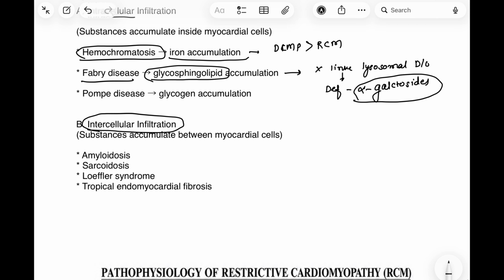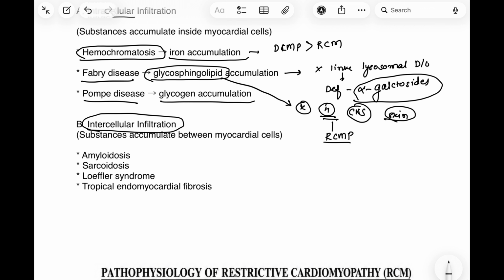The accumulation of glycosphingolipid usually occurs in the kidney, heart, CNS, and the skin. In the heart, it causes restrictive cardiomyopathy. About Pompe's disease, it is a glycogen accumulation, right? In this case, there is a deposition of glycogen resulting from the deficiency of alpha glucosidase. It usually accumulates in the heart and the muscles. Both Fabry's and Pompe's disease are usually associated with restrictive cardiomyopathy and hypertrophic cardiomyopathy.